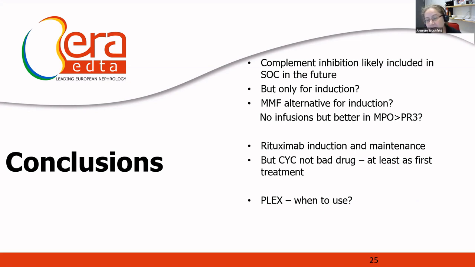I had a lot of patients in this trial, so it was very strange because we didn't have to meet the patient as much because they didn't come for infusions. But it may be that this should be more for MPO positive patients rather than PR3 positive patients. And Rituximab is well established as an induction and maintenance treatment, but cyclophosphamide is still not a bad drug, and I still use it for first treatment. And then plasma exchange. We have to look at this again and see when to use it or not.